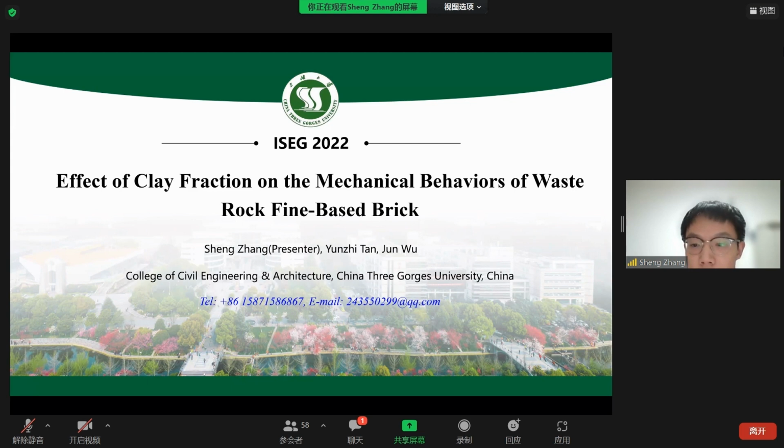My presentation is about the effect of clay fraction on the mechanical behaviors of waste rock fine-based brick. I will report from the following 5 parts.